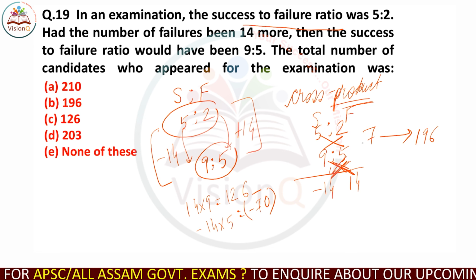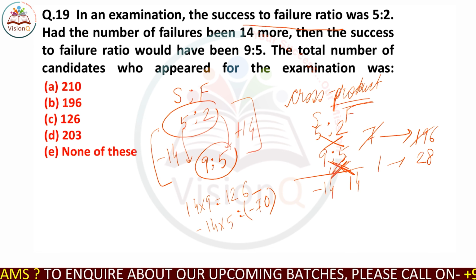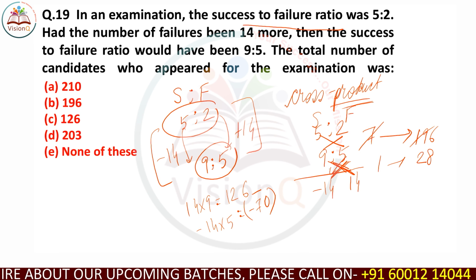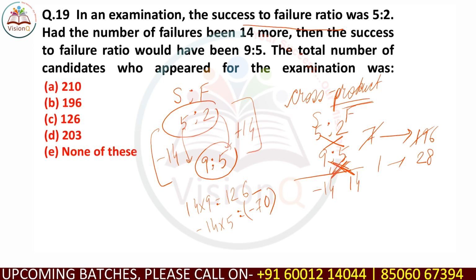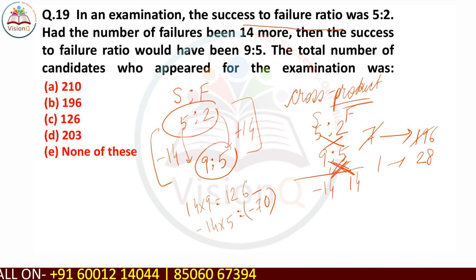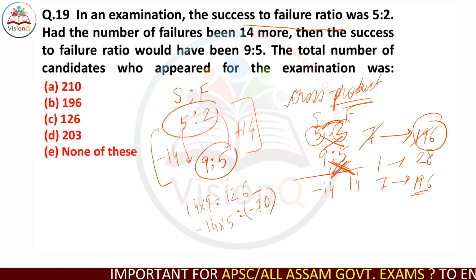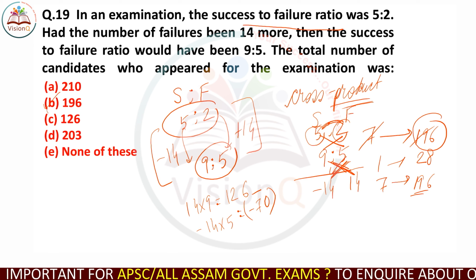So if 7 represents 196, then 1 represents how much? 28. If 1 is 28, it is asked to find what? Total number of candidates who appear for the examination. Total means what? Successful plus failure. So successful is 5, failure is 2. So total is how much? 5 plus 2 is 7 as per ratio. So 7 is already found out. Now 196. So this is the answer, which is option number B, 196.